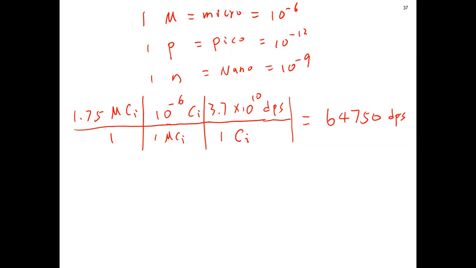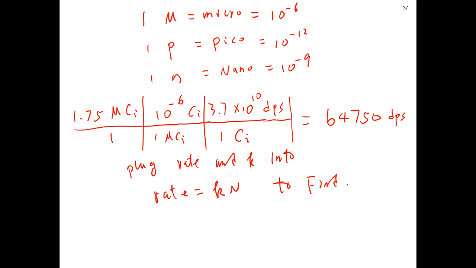All right, so now we have both the rate and the k. We will plug rate and k into rate equals k times N to find N. So the rate we find out is 64750 DPS. You can write this disintegration per second. So equals k. So k.